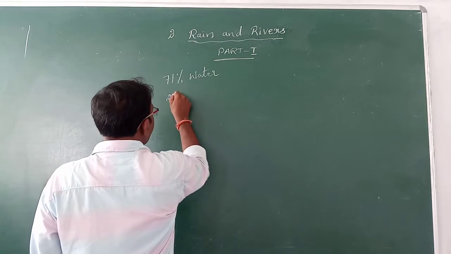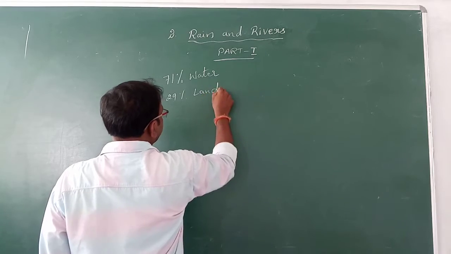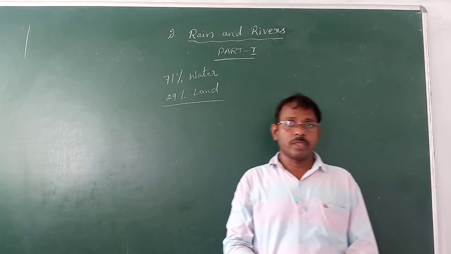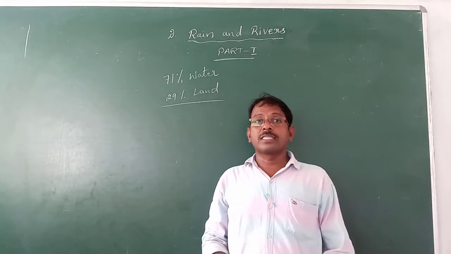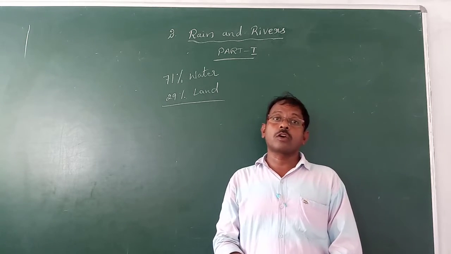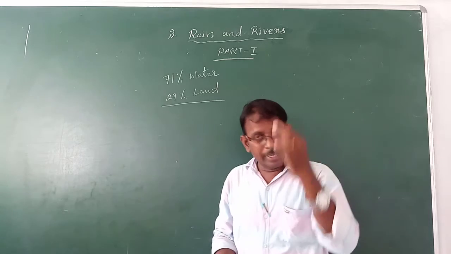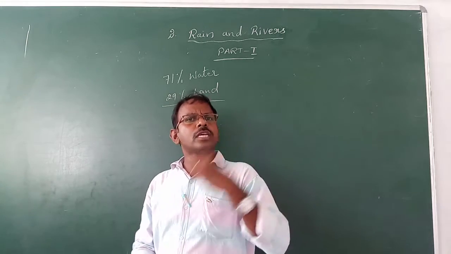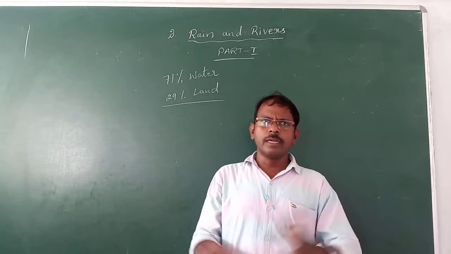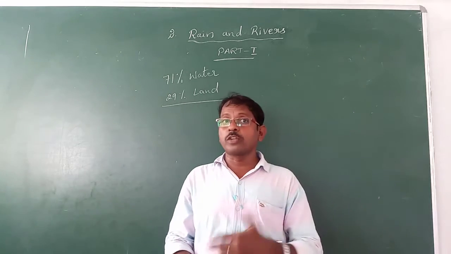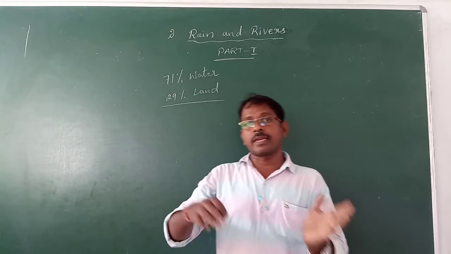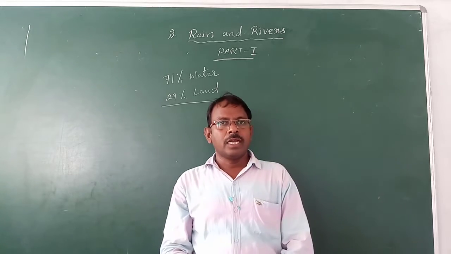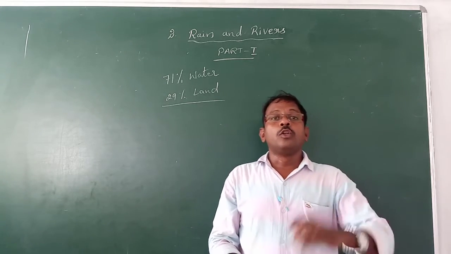And 29% is land. This we have already discussed in the basic classes: 29% land, 71% water. So we depend on water for growing crops, and to get water for drinking, for washing, for different purposes. The use of water is not uniform all over the world. The availability of water is also not uniform. Some areas have more water, some areas less, some areas no water. There is no uniform use and no uniform rainfall.